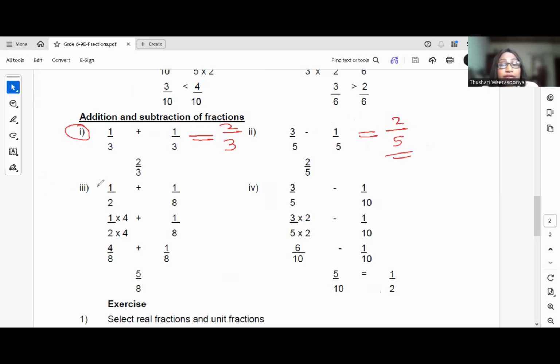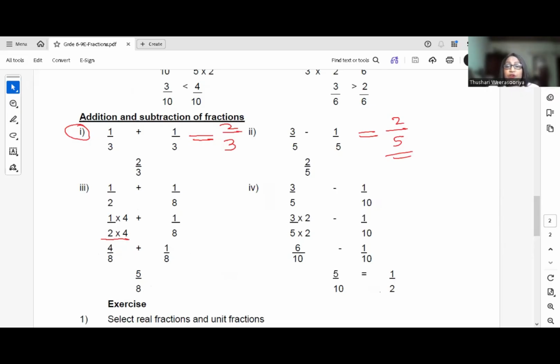Now look at the third example. 1 over 2 plus 1 over 8. Denominators are not the same. Then you have to make them same. Then you can make 2 as 8. Multiply this by 4. See, I have multiplied numerator and the denominator. They are 4 over 8, 1 over 8. Then 4 plus 1. Always the basic concept is in addition and subtraction, you have to have the same denominator. That is 4 plus 1, 5.